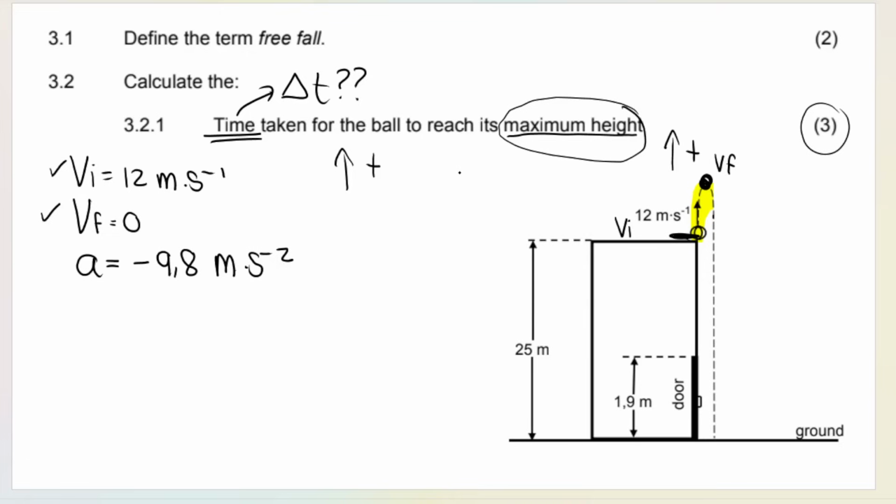So grade 12, if you chose down as positive, then this VI would be negative, but acceleration would be positive. So basically in this question, VI and acceleration must be in opposite directions. They are in opposite directions, so they need opposite signs. We are looking for time. So there's my 3 variables that I know. I have 1 unknown, and now my next job is to select the correct formula.